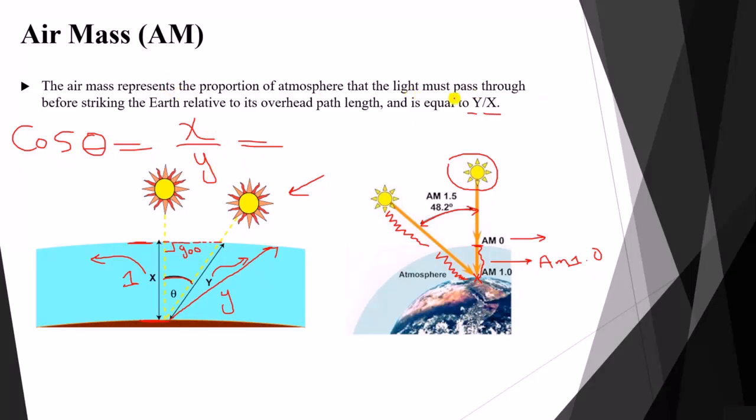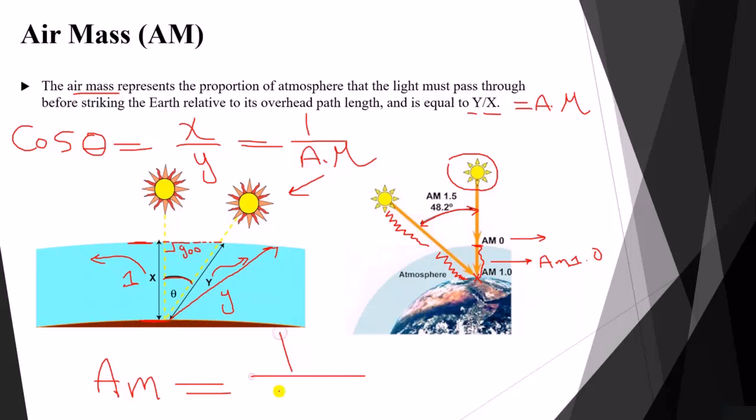Now as we said, air mass is the ratio between this distance y over the vertical distance x. So x over y is 1 over air mass. From here you can find that air mass is equal to 1 over cosine theta. So 1 divided by the cosine of this angle will give us the air mass.